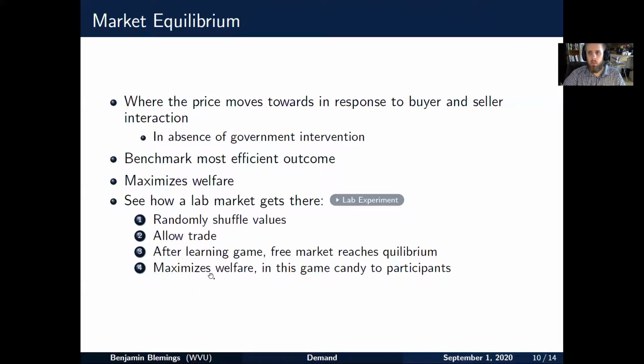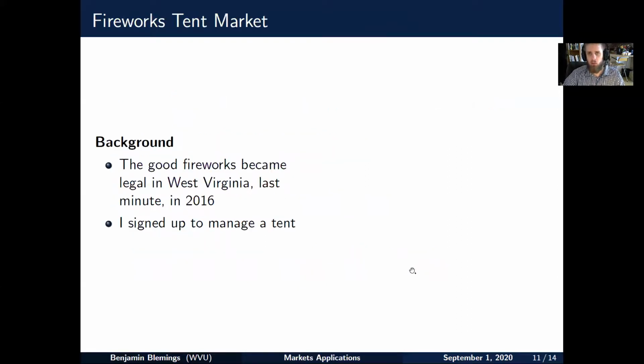So prices are moving towards the equilibrium price in response to the interactions of buyers and sellers. And something neat about that is that the market equilibrium is the most efficient outcome. That means there's no waste or shortage at that equilibrium price. And by way of it being the most efficient outcome, it maximizes the well-being of buyers and sellers. If you want, you can see how a lab market gets there in a classroom using this lab experiment at this link. And I remind you that the slides are online on eCampus as well.